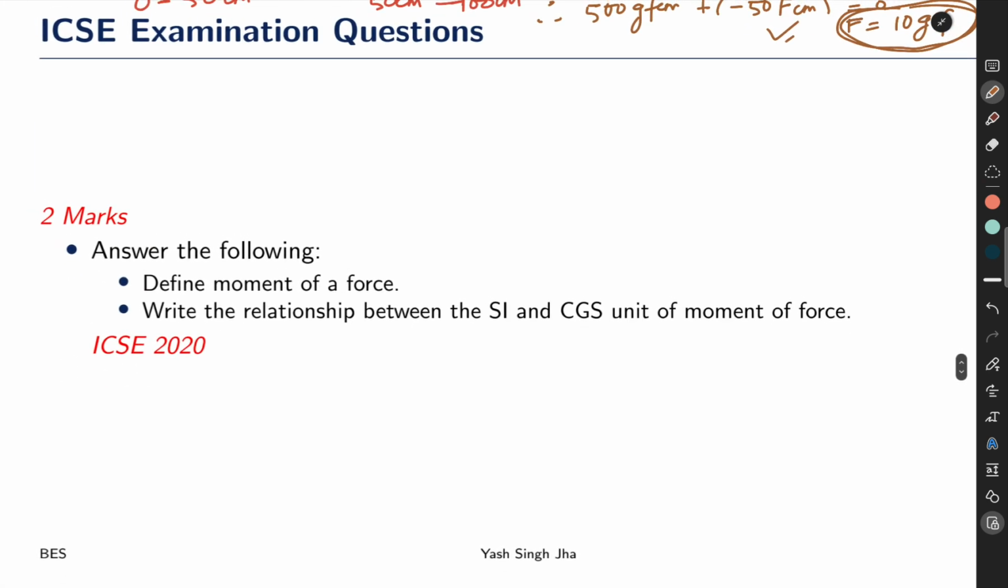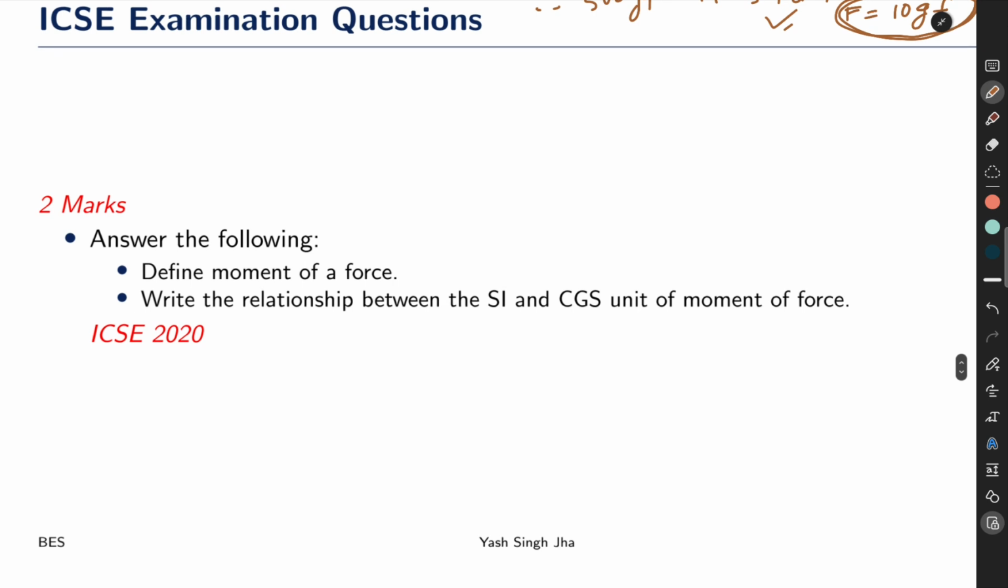Again, this is such a simple question, right? Define moment of a force. We have been doing it again and again while solving the question. What is moment of a force? Moment of a force is the quantification of the turning effect of force. How much turning effect can a force produce? It is defined as the multiplication of force times distance. What distance? The distance from the line of action of force to the center of rotation or the axis of rotation. That is the definition of moment of force.